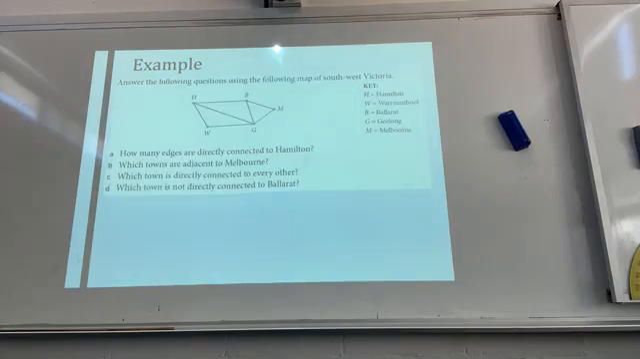Next one. Have a look at this. How many edges are directly connected to Hamilton? Yep, that's 3. GH, GH, and WH, 3. Which towns are adjacent to Melbourne? Ballarat and Geelong. Which town is directly connected to every other? Geelong. Yep. And which town is not directly connected to Ballarat? Warrnambool. Alright? So these are basic examples.